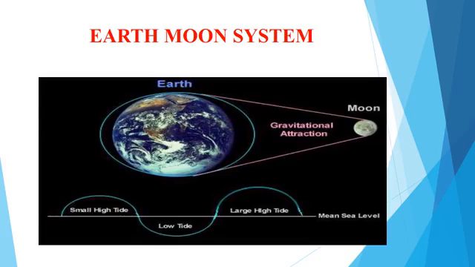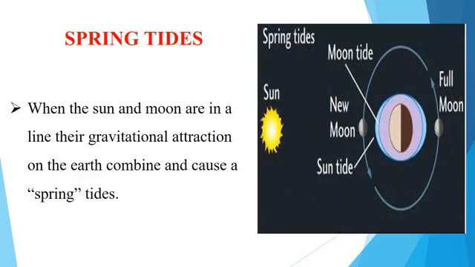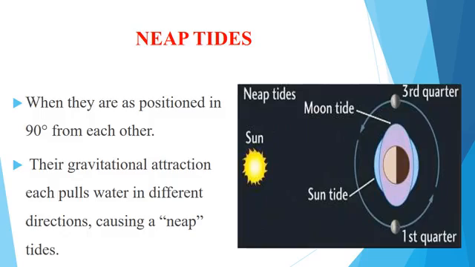The low tide and high tide are the parts of tides, and there are two high tides and two low tides during each period of the rotation of the Earth. The types of tides are spring tides and neap tides. First one is spring tides. When the sun and moon are in line, their gravitational attraction on the earth combines and causes spring tides. The figure shows the spring tides.